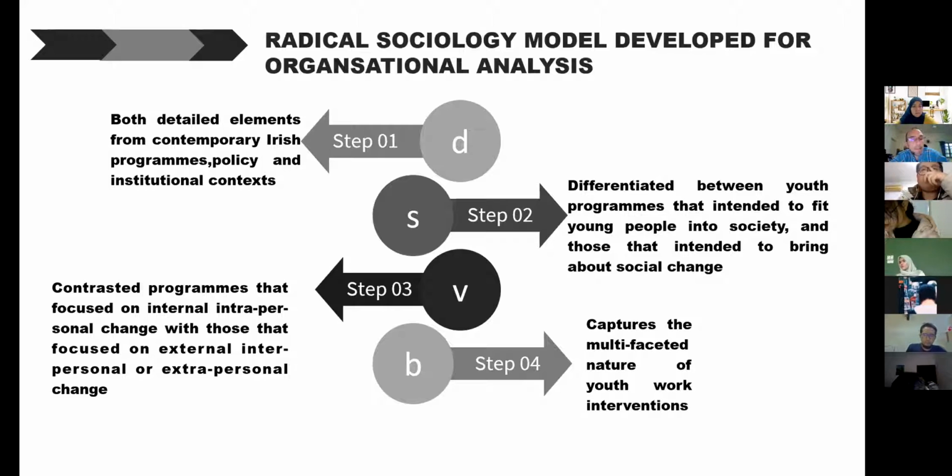So for example, in step 2, you see there, it's not really step 2, it's more like type 2 or something. Differentiate between youth programs that are intended to fit young people into society and those that intend to bring about change. So like the previous slide, you can see the philosophy there is to try to help mold young people to be in harmony with society's institutions and so forth, as opposed to an approach that aims to bring about structural change in society, to advocate for young people, as I just spoke about with Eric just now.